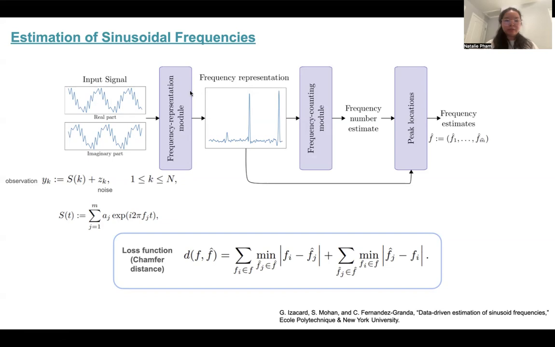And to learn the frequencies of several sinusoidal signals, we are going to use neural network architectures which can be used in those two blocks to learn the frequency representation and also to count the number of existing frequencies. The output is some frequency estimate, which we can use to reconstruct the signal later. To train this neural network, we minimize a loss function using the Chamfer distance that compares the true and estimated frequencies.